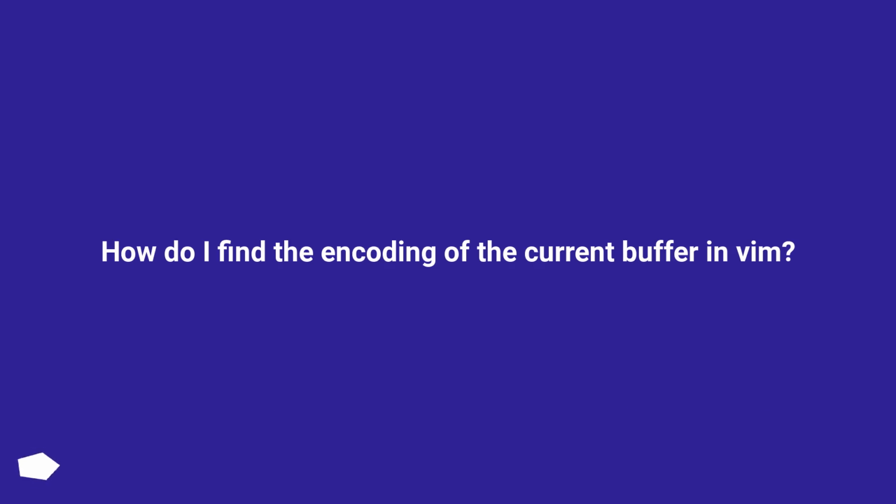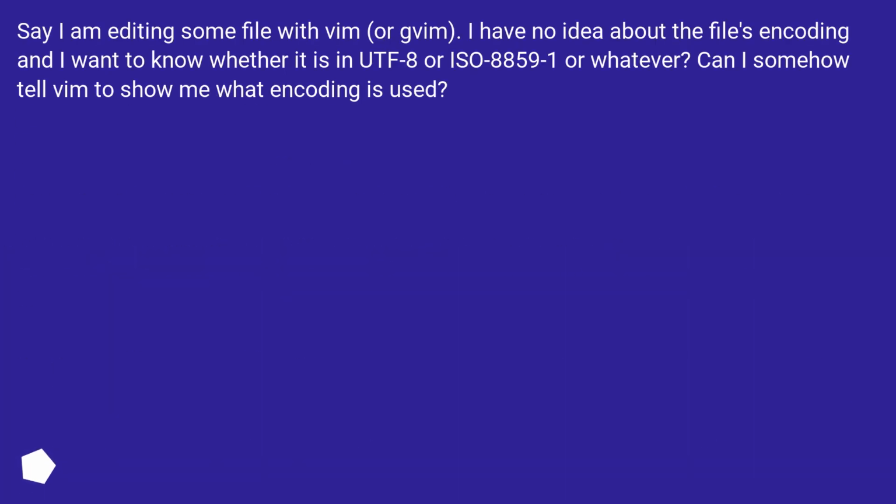How do I find the encoding of the current buffer in Vim? Say I am editing some file with Vim, or gvim. I have no idea about the file's encoding and I want to know whether it is in UTF-8 or ISO 8859-1 or whatever. Can I somehow tell Vim to show me what encoding is used?